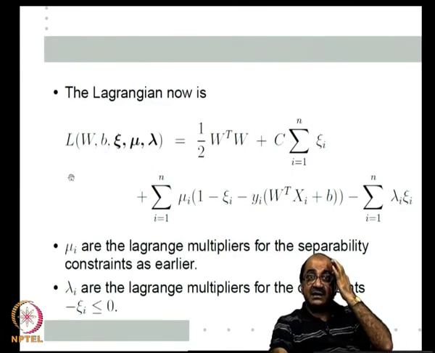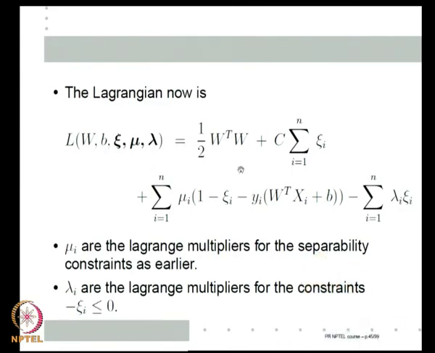So, my Lagrangian L(W, b, ξ, mu, lambda) is this cost function, plus mu i times my constraint 1 minus ξi minus yi (W transpose xi plus b), plus lambda i times minus ξi. So, I wrote it as minus lambda i ξi. Mu i are the Lagrange multipliers for the separability constraints as earlier for each example, and lambda i are the Lagrange multipliers for the constraints minus ξi less than or equal to 0. Okay, so this is my Lagrangian.